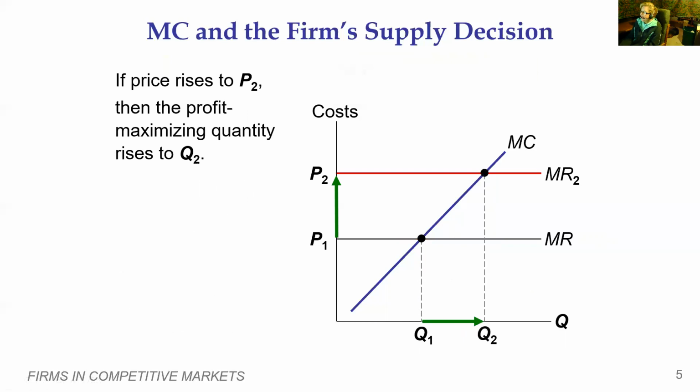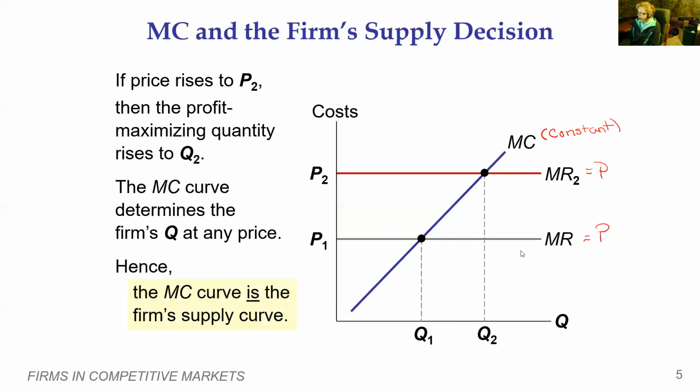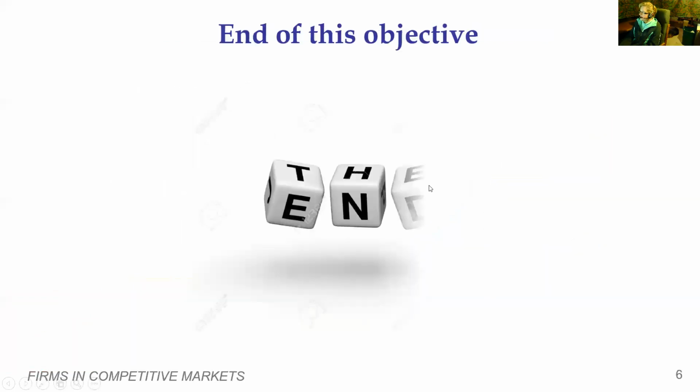Here we have the price going up, and again, notice that the quantity will increase. So the marginal cost curve determines the firm's quantity at any price because the marginal cost curve is remaining constant, but marginal revenue changes as the price changes. So in this instance, the marginal cost curve is the firm's supply curve, and it's just one firm's supply curve here. I always say related because sometimes later on in economics you go, is it really related?